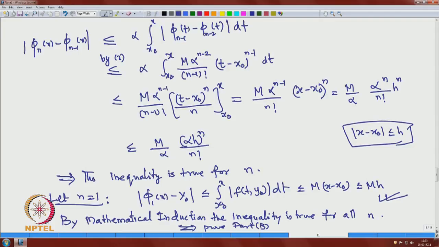As we have seen, the total proof of the Picard's existence and uniqueness theorem is divided into 4 parts. Part A gives some nice properties of the sequence phi n, and part B gives a very useful estimate for the sequence of functions phi n, and both these parts are proved. Now, parts C and D. In part C, we will prove that the sequence phi n converges uniformly to a continuous function, and in part D, we will prove that the limit function is a solution to the initial value problem. These 2 parts we will prove in the next lecture.